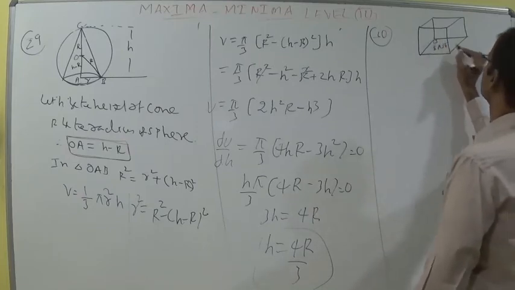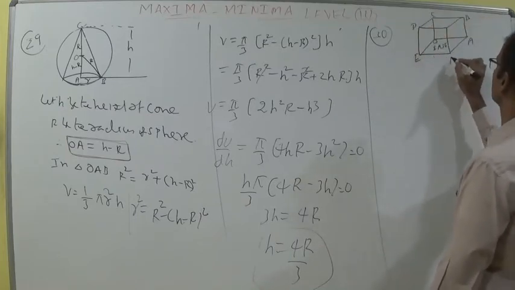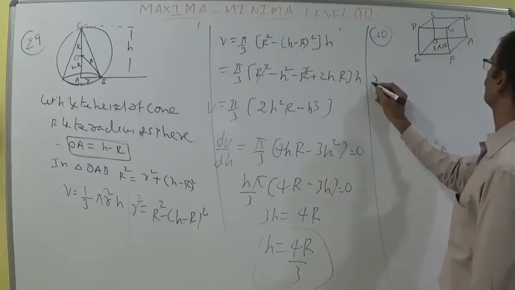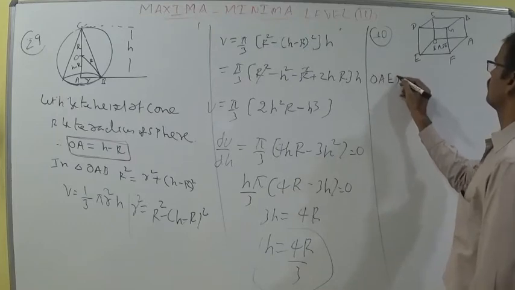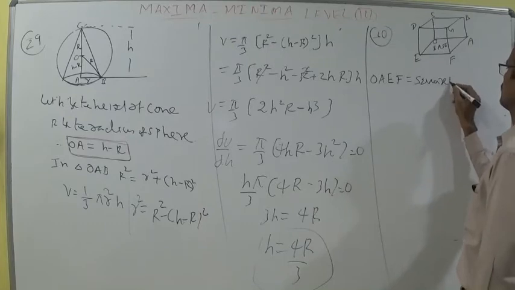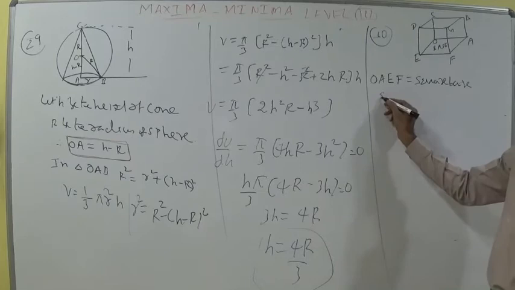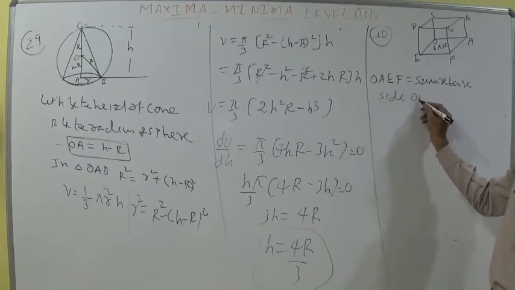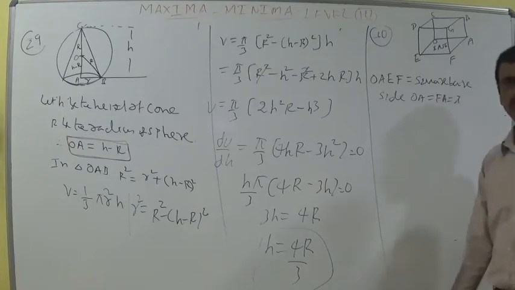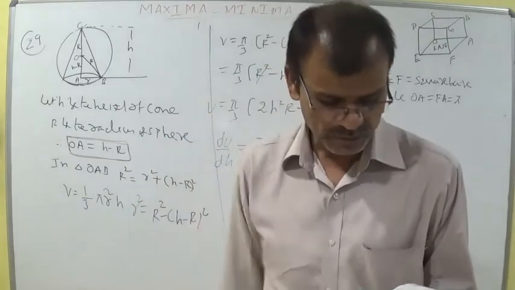Let us put the names O, A, B, C, D, E, F like that. Base I am writing O, A, E, F is equal to square base. So the side means here OA is equal to FA is equal to X. Here I want to discuss with you that length and breadth are equal, but height is not equal.